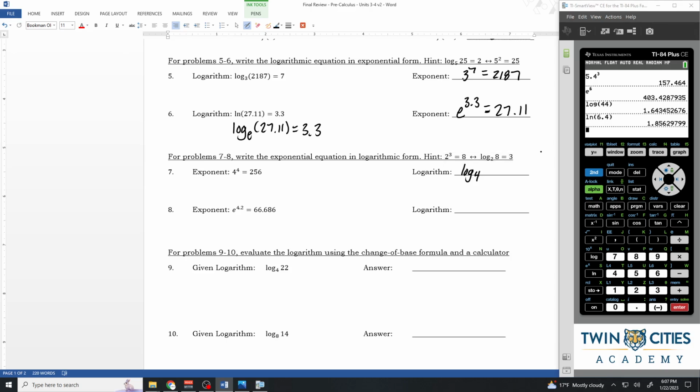Log base 4 of what? Left to right, right to left. Log base 4 of 256 is equal to this 4.